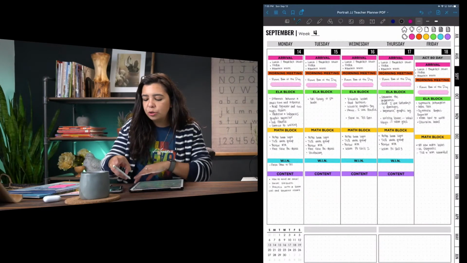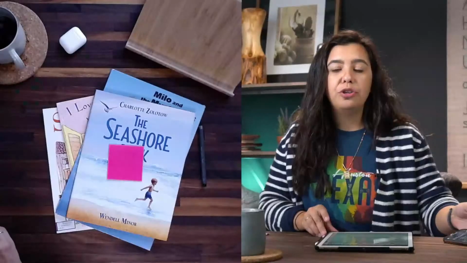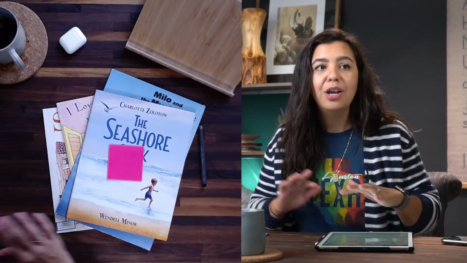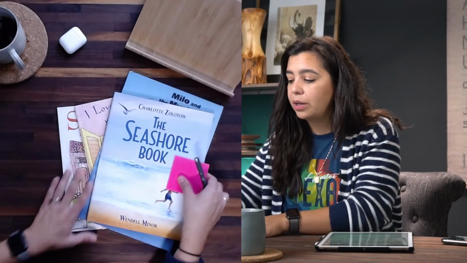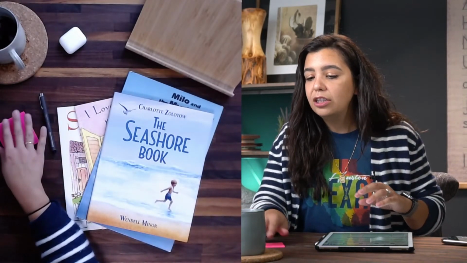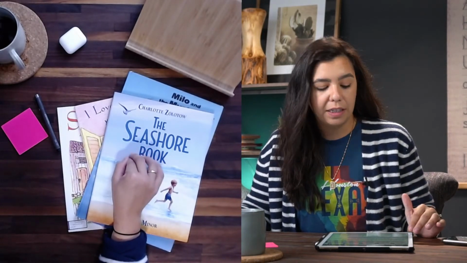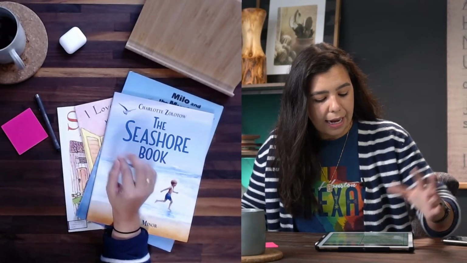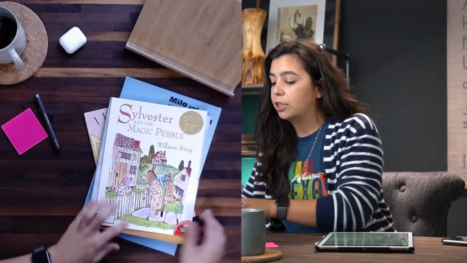Okay, so now we're going to switch our view around a little bit. And instead of going into planner mode, we're now going to do book mode. So one of the things that I really want to focus on is making sure that I have everything planned out for these books. So on Monday, if you remember, I said I was going to read Sylvester and the Magic Pebble, which is this book here.